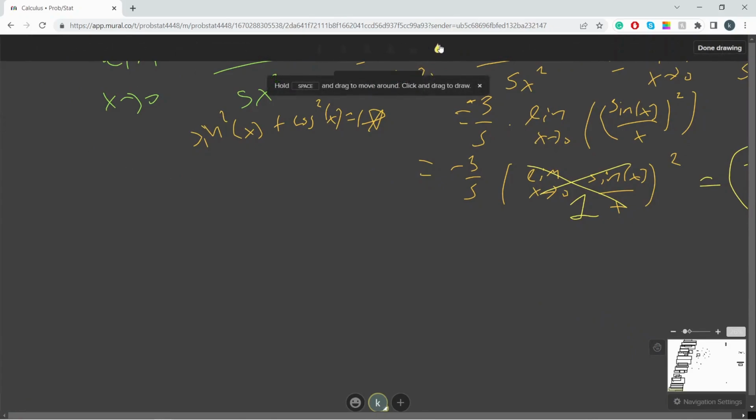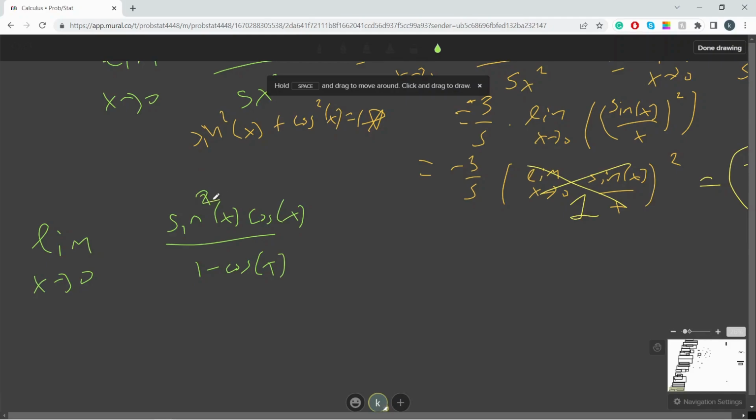All right, the next problem we're going to solve is this one. The limit as x approaches 0 of sine squared x cosine of x over 1 minus cosine of x. So immediately with this problem, it's not obvious what special limit we're going to use. But what we can do is take advantage of our trig identities.